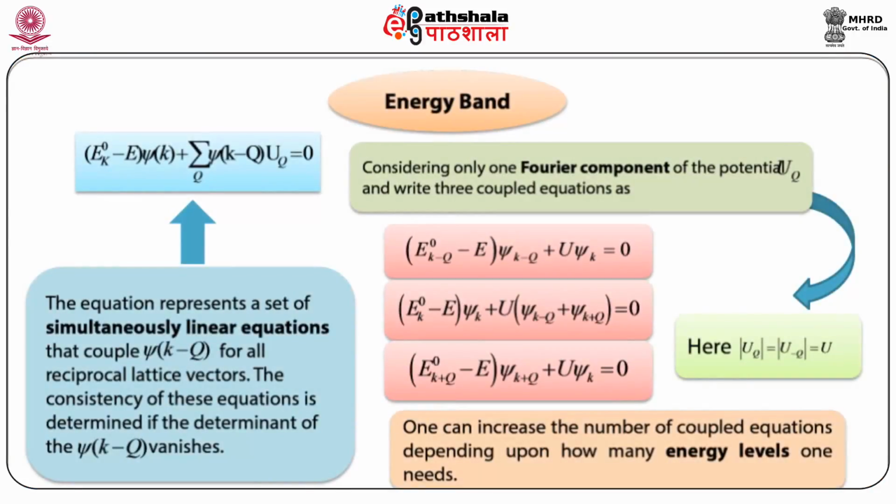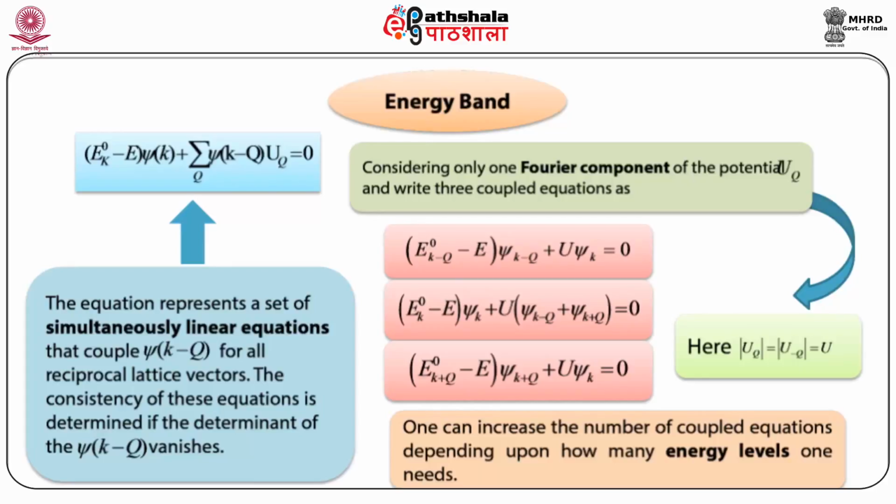Energy bands. The Schrödinger equation in Fourier space in 1 dimension, which was found in the previous module, is written as (E_k^0 − E) φ_k + Σ over the reciprocal lattice vectors Q of U_Q φ_(k−Q) = 0, with E_k^0 = ħ²k²/2m, and Q are the reciprocal lattice vectors. The above equation represents a set of simultaneous linear equations that couple φ_(k−Q) for all reciprocal lattice vectors. The consistency of these equations is determined if the determinant of the coefficients of φ_(k−Q) vanishes.